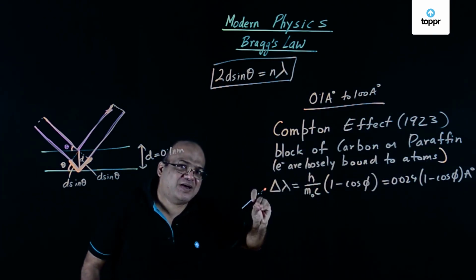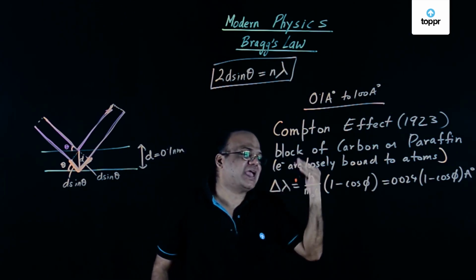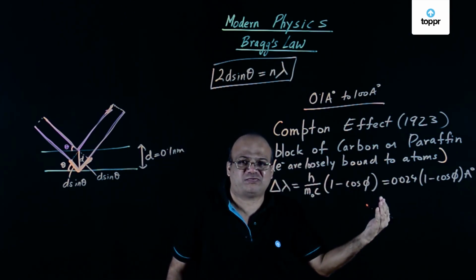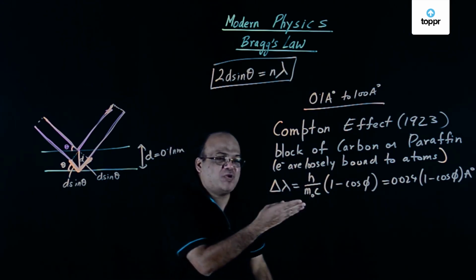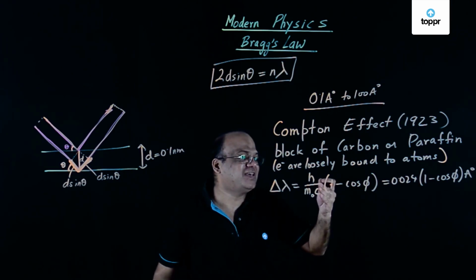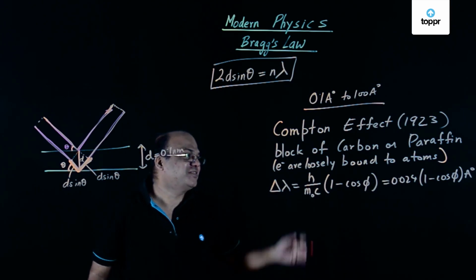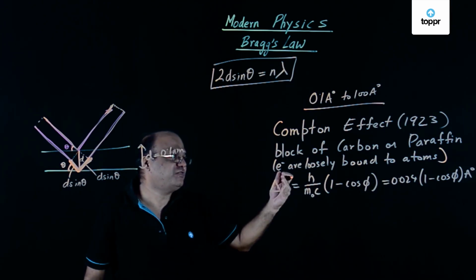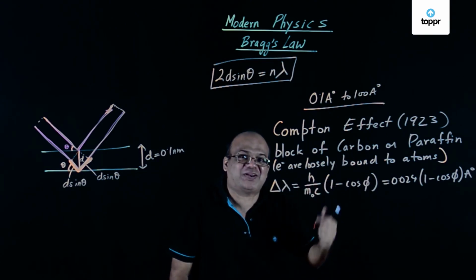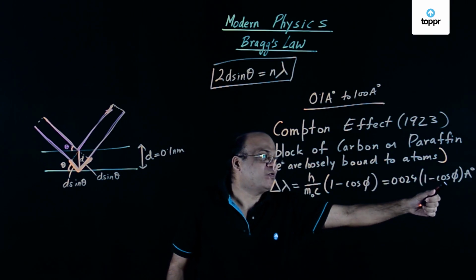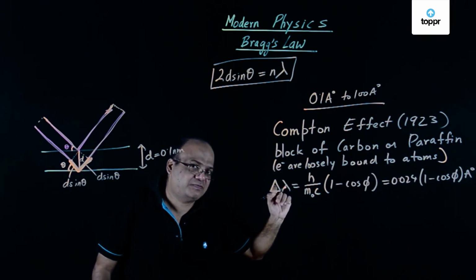This delta lambda is given by this equation. Delta lambda will be h by m naught c, times 1 minus cos phi. h is Planck's constant, that we know. m naught is mass of electron, c is speed of light, and phi is the scattering angle. So this delta lambda, the Compton shift, will be 0.024, when we put all the values here and use appropriate units, multiplied by 1 minus cos phi, then you will get delta lambda in angstrom.